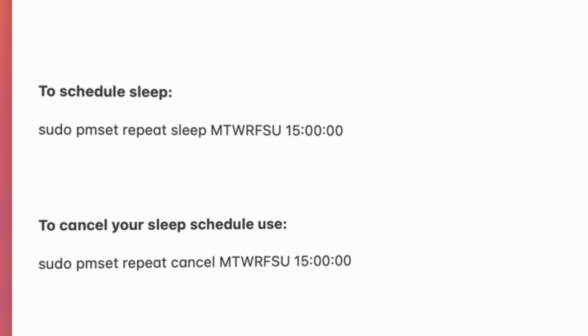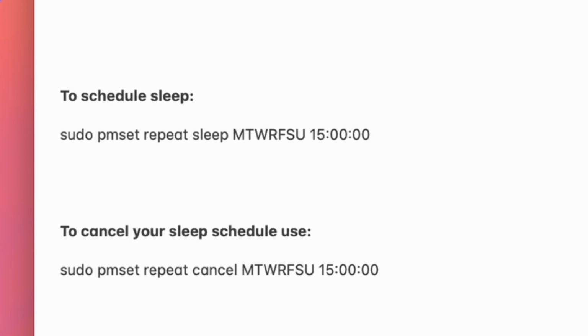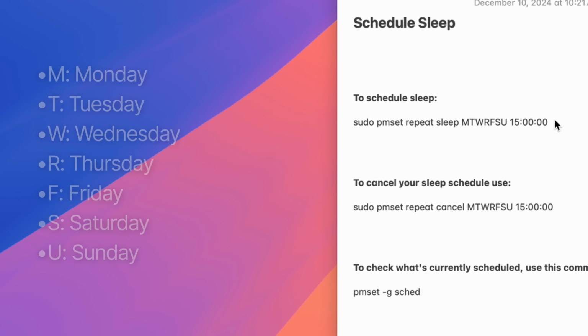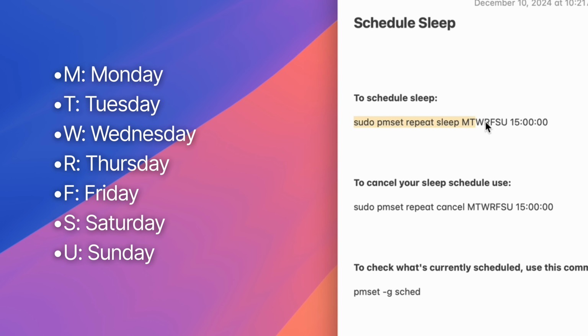Here's my little cheat sheet for the command to set a sleep schedule. The first part here sets a repeat sleep event to happen on your computer. This part here sets the days of the week. I currently have it set up for every day of the week, but if you wanted to do weekdays only, for example, you would remove the last two letters.